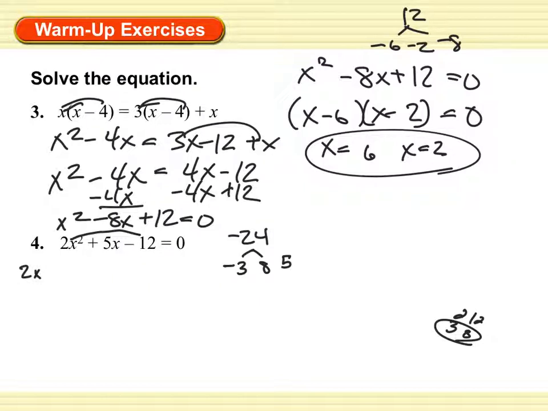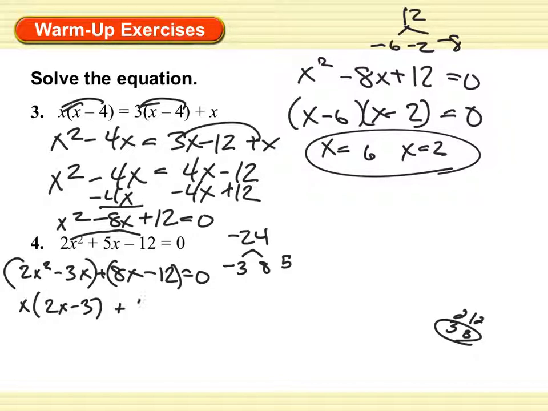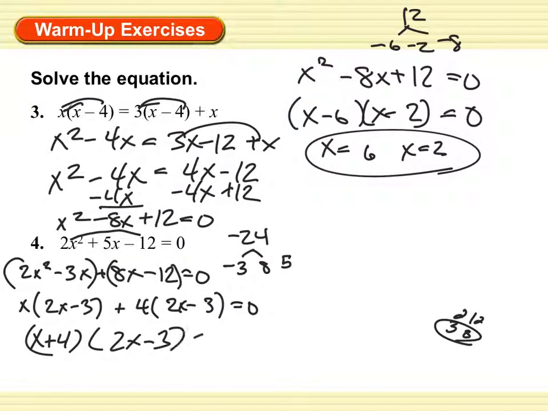Now this is where we factor by grouping. Minus 3x plus 8x minus 12 equals 0. Group the first two, group the last two, factor out the common multiple. So I can take an x out there, and 4, I think. Yeah. I'm left with 2x minus 3 equals 0. So x plus 4, 2x minus 3 equals 0. Alright, so this means we have x equals negative 4 and x equals 3 halves. 2 answers.